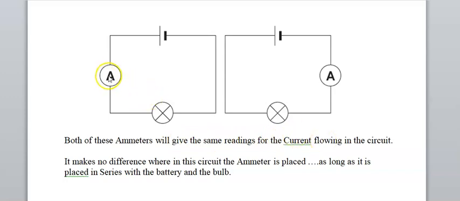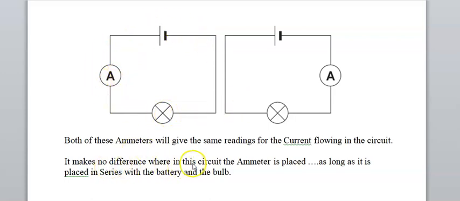So if this ammeter reads 2.5 amps, the units of current are amps, then this ammeter will also read 2.5 amps. That tends to confuse some students who think that the current before a component like a bulb should be greater than the current after. But that is not correct. Current is not consumed or used by the circuit. The bulb will simply convert electrical energy into heat energy, so you might think of it that there's less electrical energy going back to the battery, but the current will be the same everywhere in the circuit.